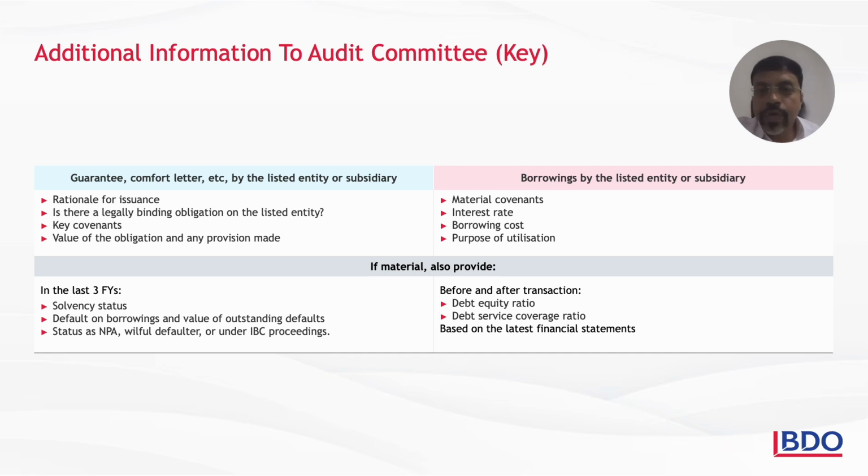Now, category 5 of Part B deals with the borrowings by the listed entity or subsidiary. Here again, the minimum information is material covenants, interest rates, the borrowing cost, purpose of utilization, and if these transactions are material, then before and after the transaction, what is the debt equity as well as the debt coverage ratio based on the latest financial statement should be provided here.